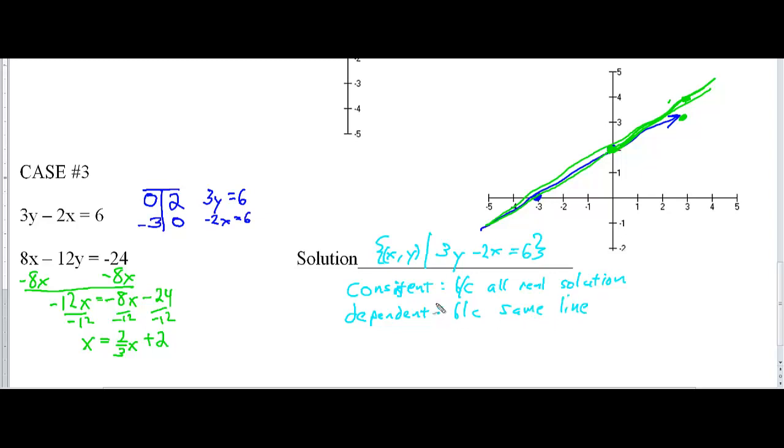So, in summary, consistency works if there is a solution, whether it's all real solutions like in overlapping lines, or one solution with intersecting lines. Dependency has to deal with if they're separate lines, and in this third example, they were not separate.